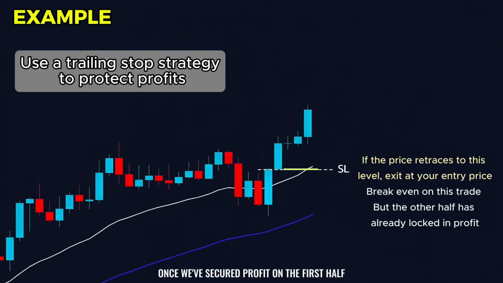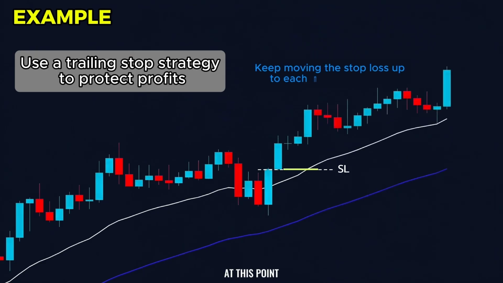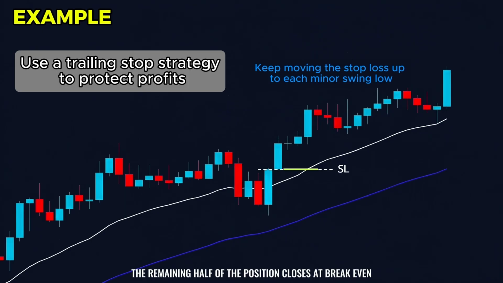Once we've secured profit on the first half, we move our stop loss to the entry price. In other words, we move the stop loss from below the market to our original buy entry. At this point, if the price reverses and hits our stop loss, the remaining half of the position closes at break even. We neither gain nor lose anything on that remaining half. However, we've already locked in profits on the first half.